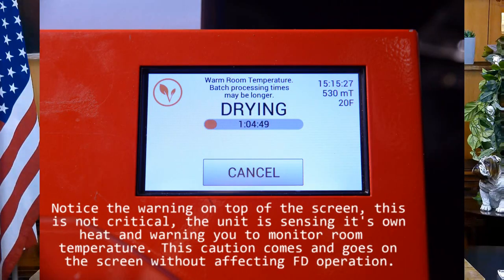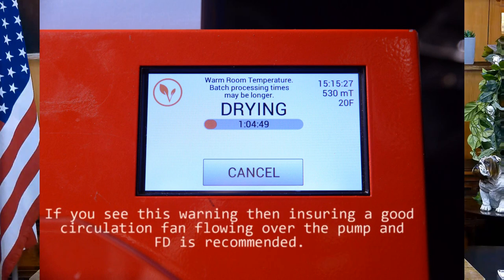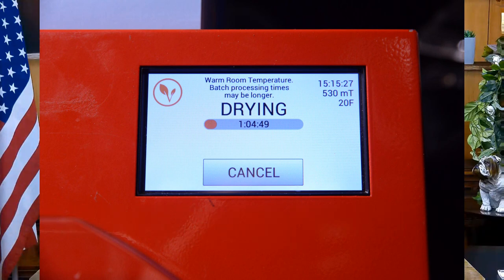Now you can see here that the computer has warmed it up to 20 degrees Fahrenheit, and this has been after 15 hours total in the machine, but after only 1 hour and 4 minutes, about 1 hour and 5 minutes into the drying cycle. Now the temperature kept going up because the computer was monitoring that vacuum level and it wasn't rising. It was staying below 530 millitorrs, and so the computer was raising the temperature of the trays.